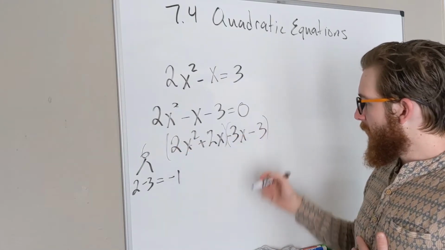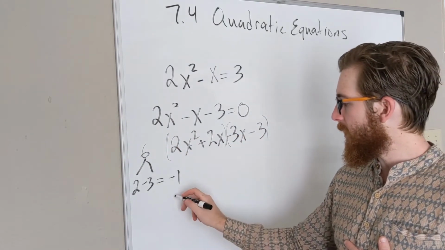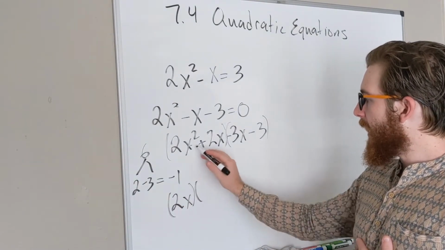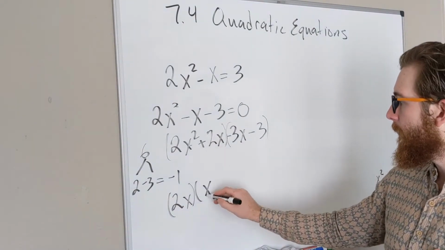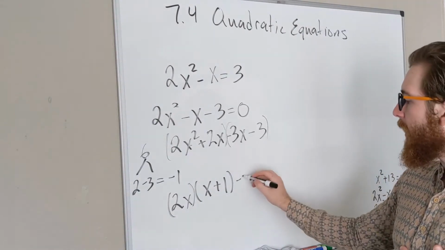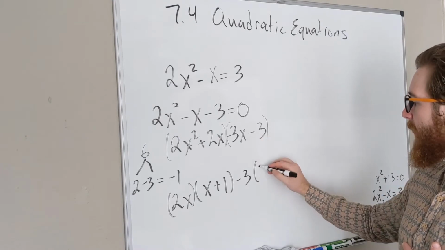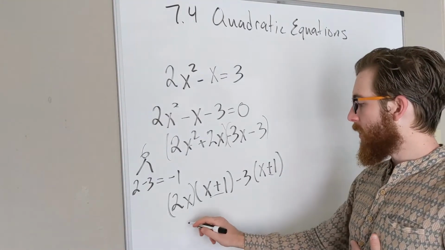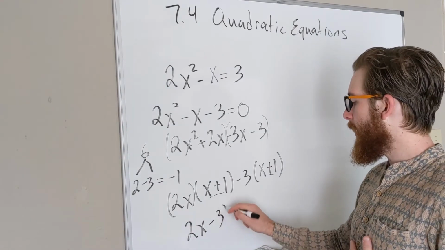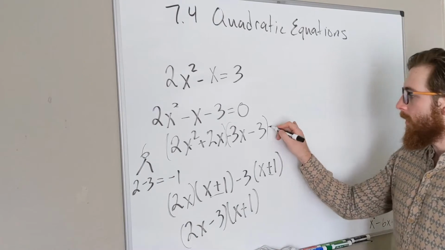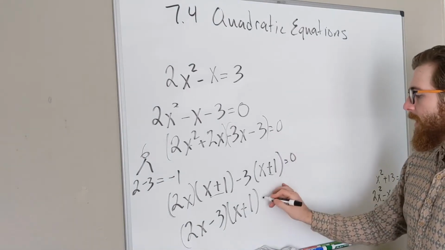What do the first two have in common? What do the second two have in common? These have 2x in common. And what's left? X plus 1. These have negative 3 in common. And what's left? X plus 1. So x plus 1 is the same. And so we have 2x minus 3 times x plus 1. And from here, I apologize, I didn't write equal to 0.